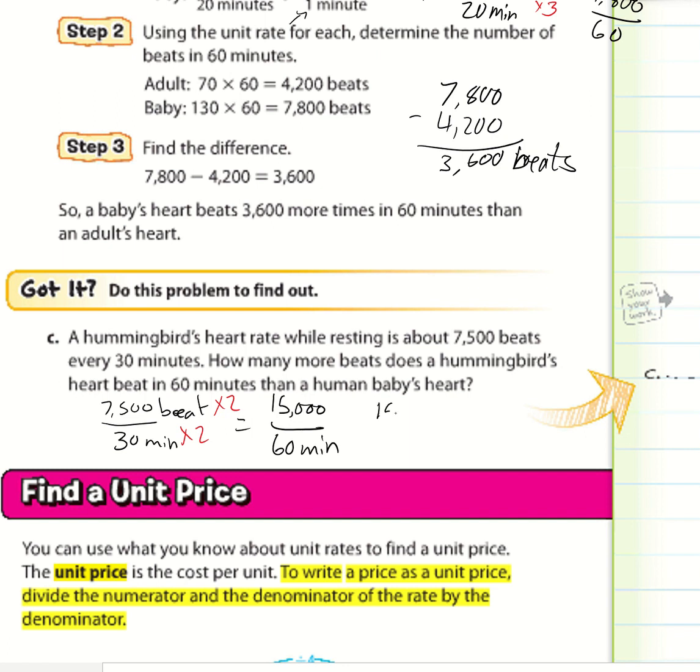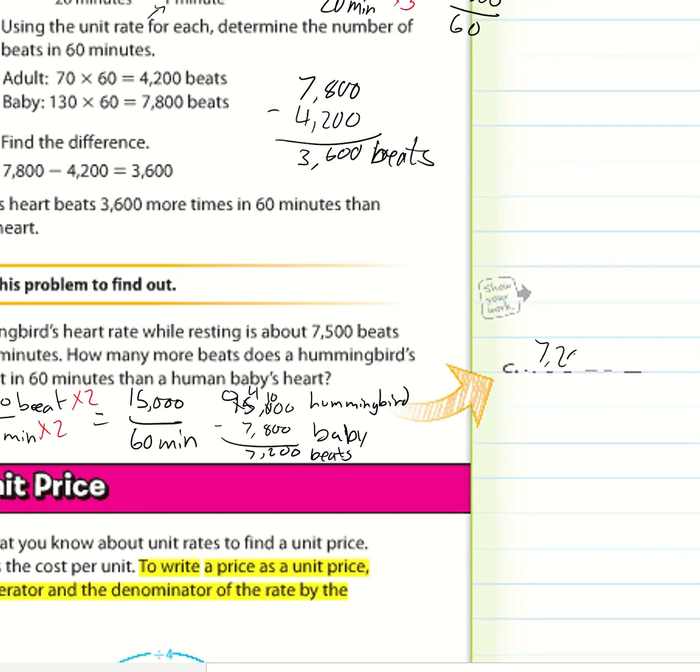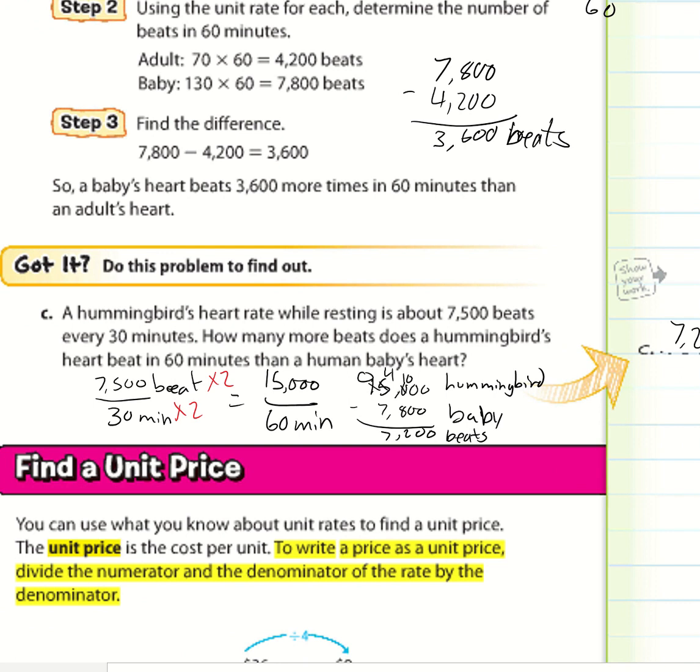So I'm going to take 15,000 and subtract 7,800 from it. So this is a hummingbird, and this is a baby. So we need to borrow, and we get 7,200 beats. So what I did was I found the rate and made it 60 minutes and I subtracted the baby's from the hummingbird's to find out how many more beats the hummingbird does.